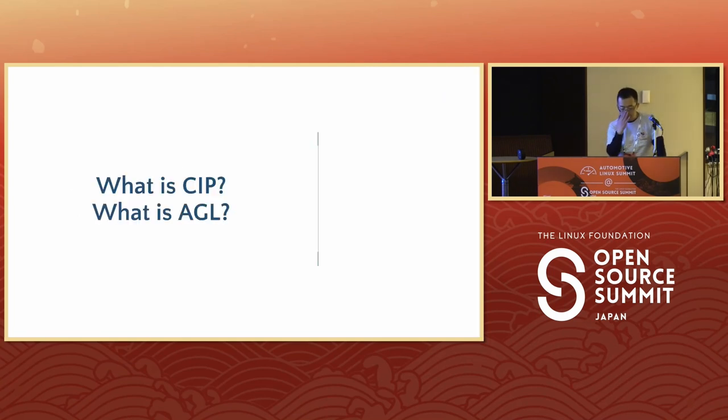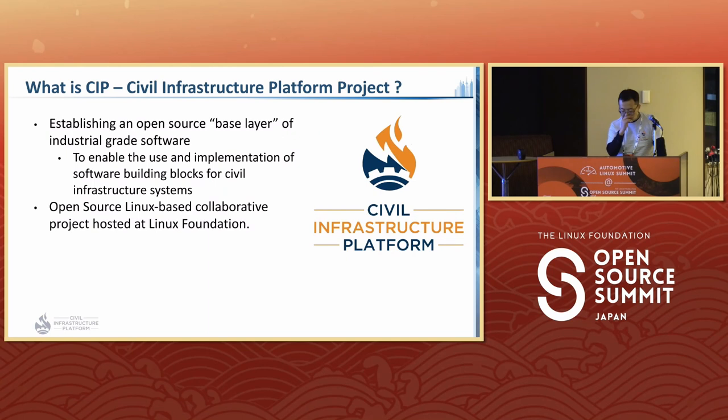So first, I'd like to introduce CIP and AGL as a bridge. CIP is, again, I say again, the Civil Infrastructure Platform project. CIP aims to establish an open source base layer for software used in industrial applications, enabling the realization of software components that can be used in industrial infrastructure systems. And CIP is an open source Linux-based collaboration project hosted by the Linux Foundation.